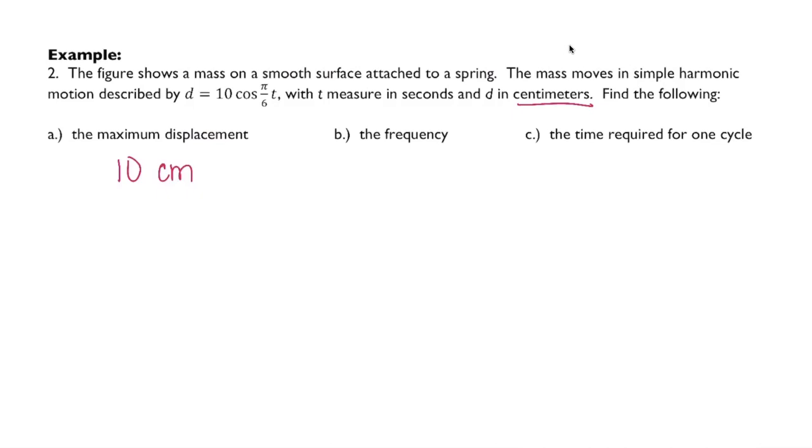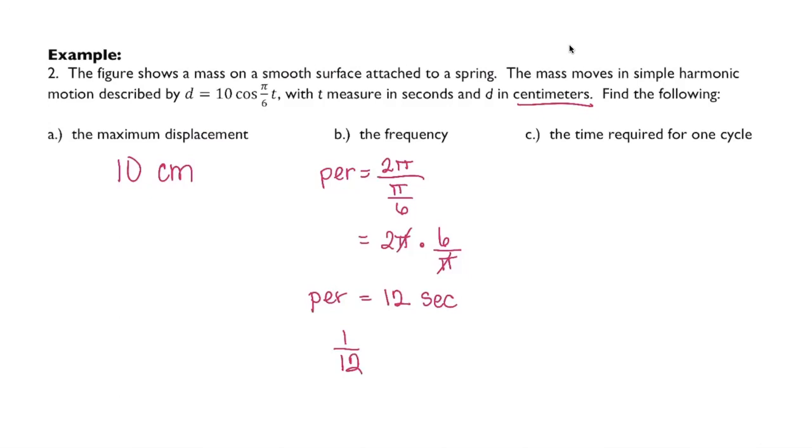Okay, the frequency. We need to figure out first what the period is. The period is going to be 2 pi divided by omega, which in this case is pi 6. So that's going to be really 2 pi times 6 over pi. The pi's cancel and we get 12. That's the period, and that's going to be 12 seconds. So 12 seconds for one period. The frequency is going to be the reciprocal of that. 1/12 is the frequency, because that's how much of the period per second. So we can get through 1/12 of the period in each second. This one moves pretty slowly.